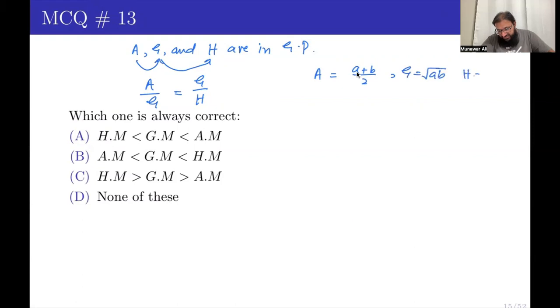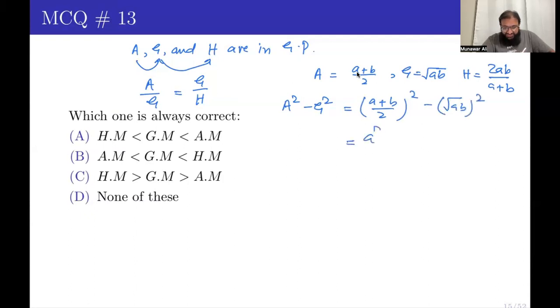And harmonic mean is 2AB over A plus B. So we are evaluating this quantity first. It will help us to derive the relationship between arithmetic mean and geometric mean. So arithmetic mean is (A plus B) by 2 whole squared minus geometric mean, which is the square root of AB, whole squared. So this becomes (A square plus 2AB plus B square) over 4 minus AB.